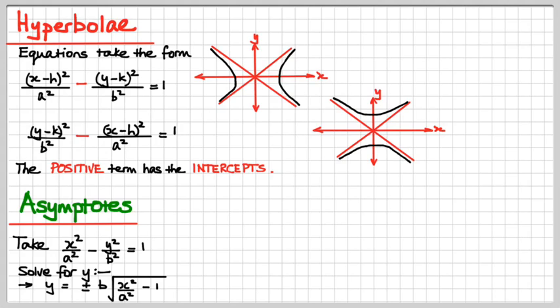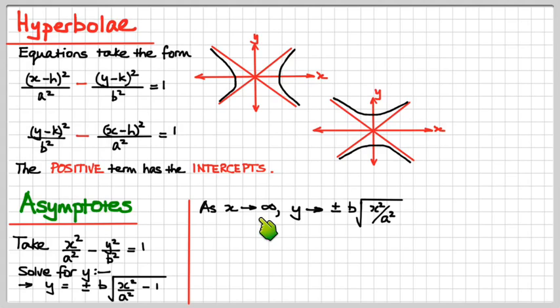Okay, now, here's the deal. As x approaches infinity, this term here becomes absolutely astronomical, and this term here is like a pimple on a pumpkin, well, a micro pimple on a gigantic pumpkin. It hardly makes any difference at all, okay?